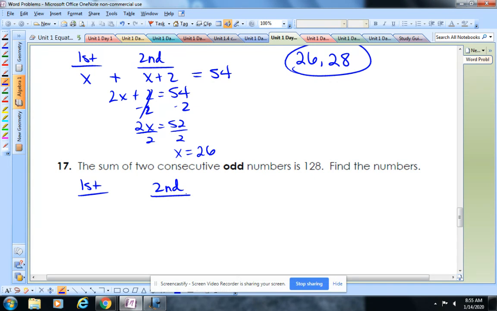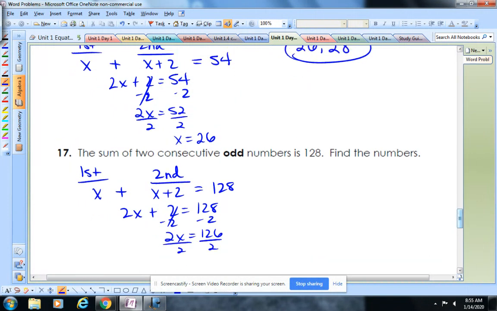I need how many odd numbers? 2. So a first and a second. So what do we call the first one? And what do we call the second one? Because odd numbers go up by 2. And I said add them together and set them equal to 128. 1x plus 1x is 2x plus 2 equals 128. Subtract 2, equals 126. Divide by 2. X equals 63 is my first odd number. What's the next odd number? 65. Raise your hand if you got 63 and 65. Good job.